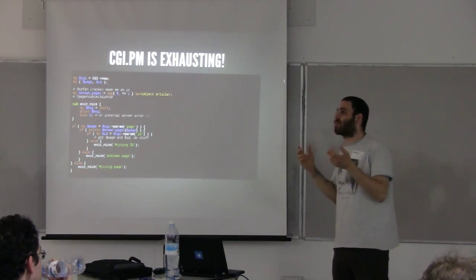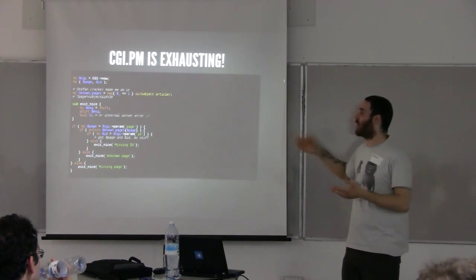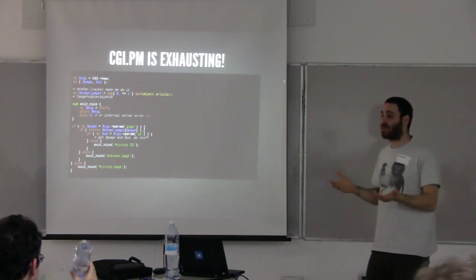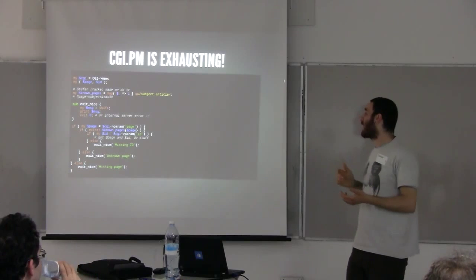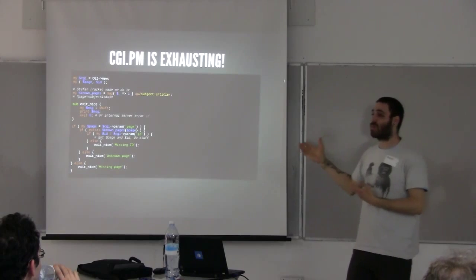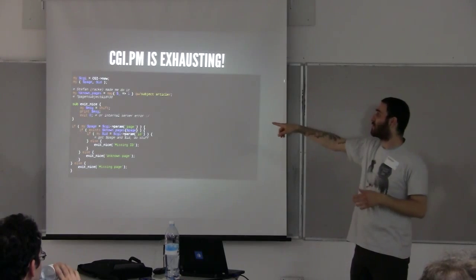Like, for example, if you're using a module that is not installed, Perl will crash with an exit code other than 0. So that's how Apache can tell you that there was an error. It's called internal server error. It's number 500. And that means that when you're using CGI, you have to tell the web server that everything is fine. So you have to do this.